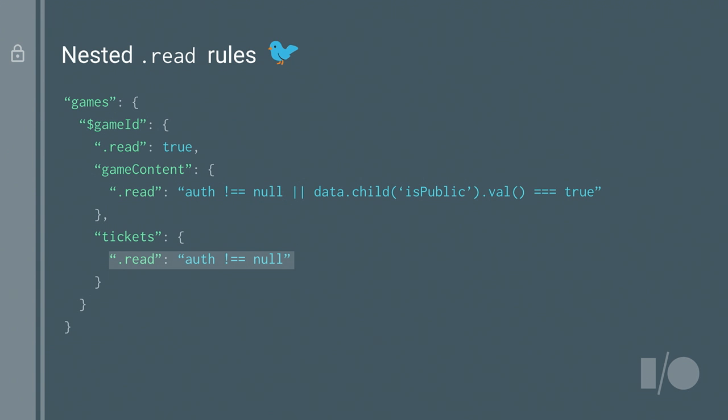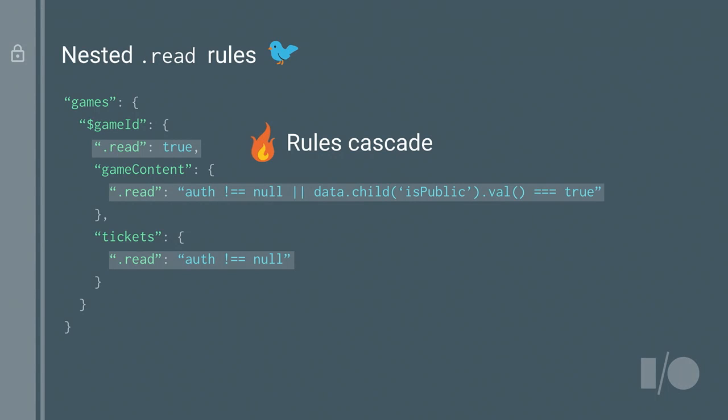So this seems like it would work, except it actually won't. And that's because of what we call the rules cascade, which is another one of our core concepts of the rules language. The rules cascade essentially says that in order to read data at A/B/C, you just need a read rule that evaluates to true at any level in that parent hierarchy.